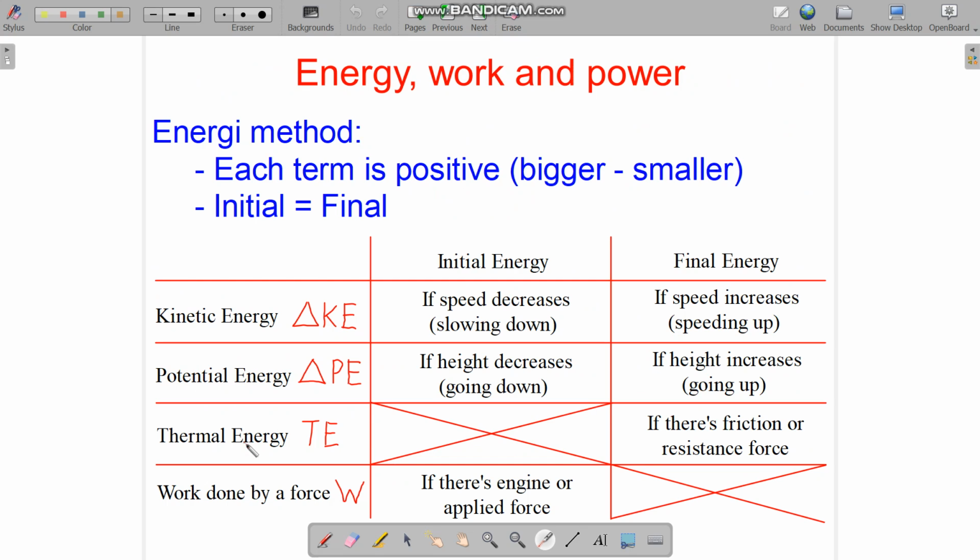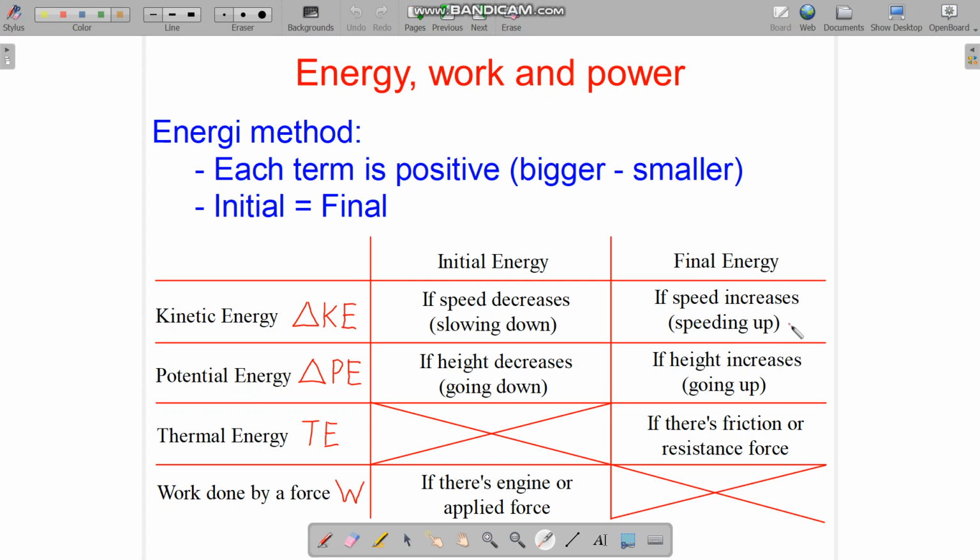Energy method, remember each term must be positive, so you have to do the bigger minus the smaller value, and the initial energy equals final energy. For delta KE, kinetic energy, if the speed decreases or slowing down, we put it in the initial energy side. If the speed increases, it's gaining kinetic energy, we put it in the final energy side.